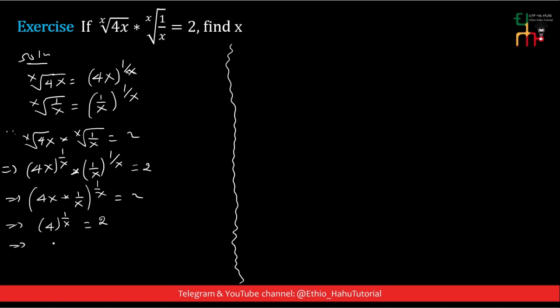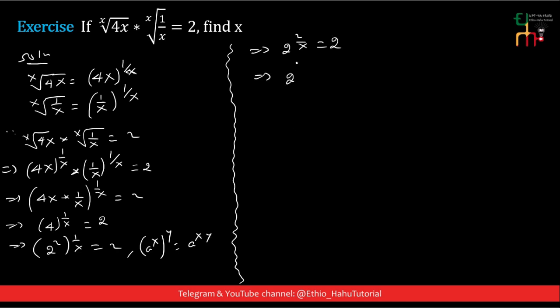And this implies 4 raised to 1 over x is (2 squared) raised to 1 over x, which is equal to 2. And this implies 2 to the power of 2 over x is equal to 2, because a to the power of x raised to y is equal to a to the power of x times y. And this implies 2 to the power of 2 over x is equal to 2 to the power of 1.